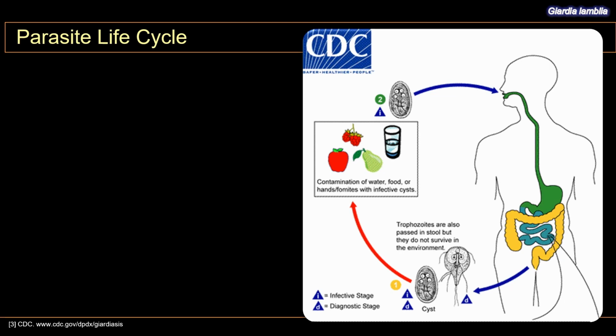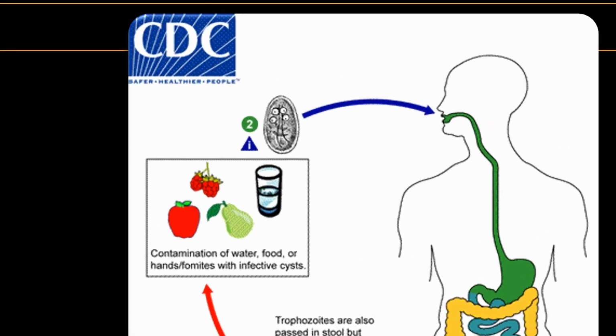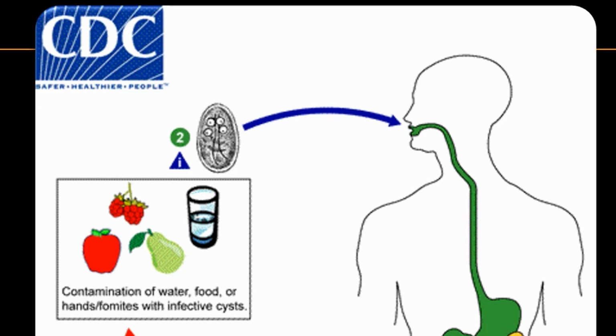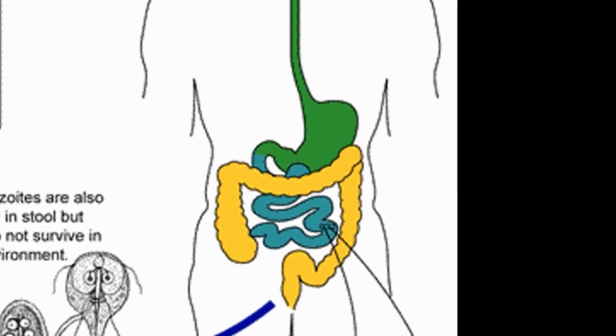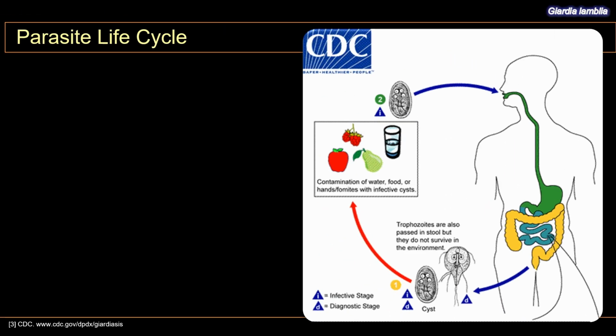Giardiasis infections start when a person ingests food, water, or fecal material contaminated with mature Giardia cysts. In most cases, giardiasis is considered a waterborne parasitosis. The cysts travel down the gastrointestinal tract where stomach acids break down the cyst wall, and upon reaching the intestines, two trophozoites are released per cyst.